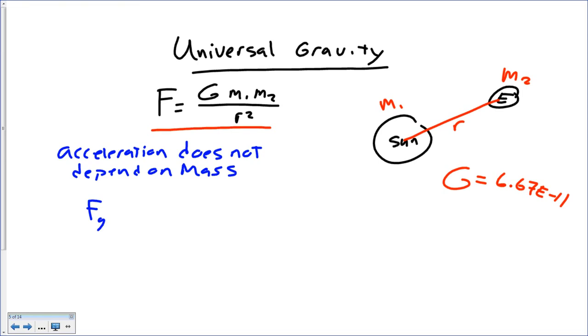On the surface of the Earth, or near the surface of the Earth, the force of gravity is m times g. Anywhere in the universe, the force of gravity is big G m1 m2 over r squared. Get the squared in there.